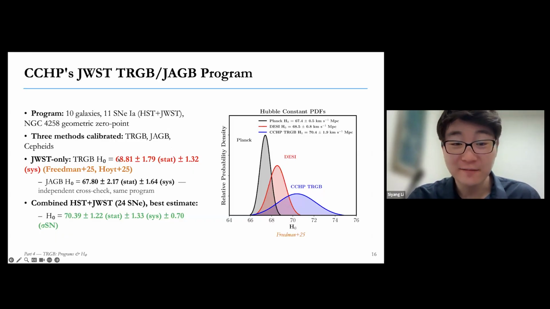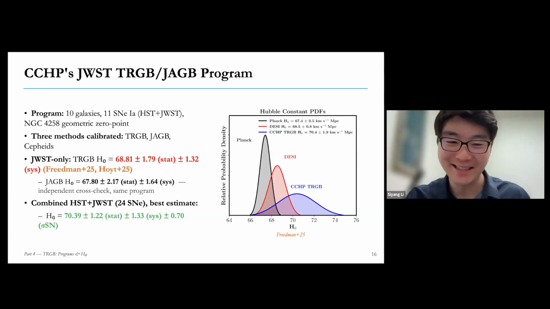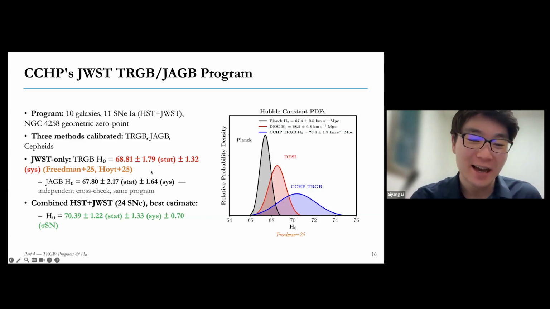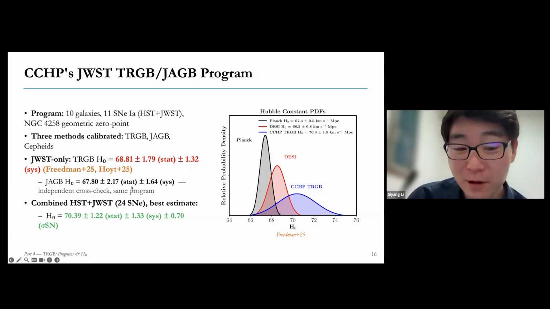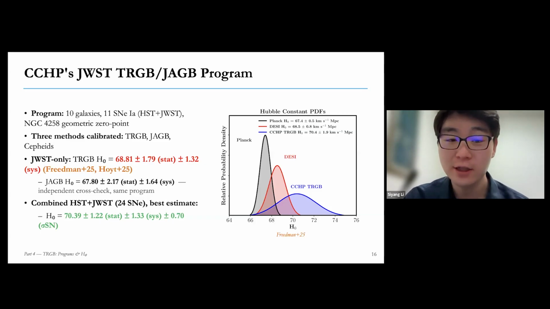I will note that this value did fluctuate. If you look in the archive, there are multiple versions of their Hubble constant. It's just an FYI, it does fluctuate from version to version. But their program did seek to measure the TRGB with JWST.